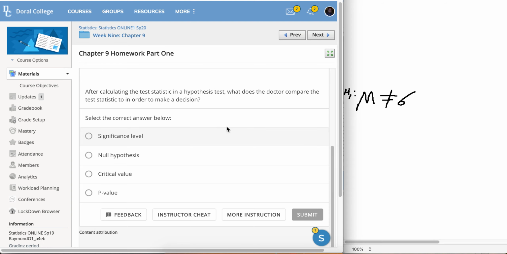For this question, they say, after calculating the test statistic in a hypothesis test, what does the doctor compare the test statistic to in order to make a decision? We compare a test statistic to like a table critical value to see if it surpasses that critical value. And if it does, then we get to reject the null hypothesis and favor the alternative hypothesis. Okay, so you compare test statistics to critical values.